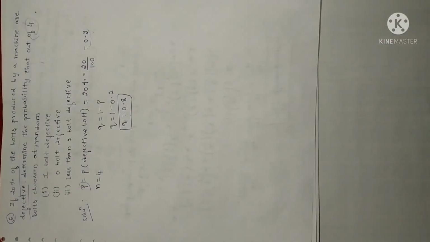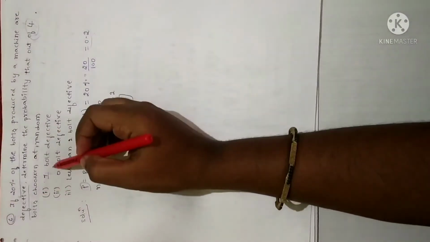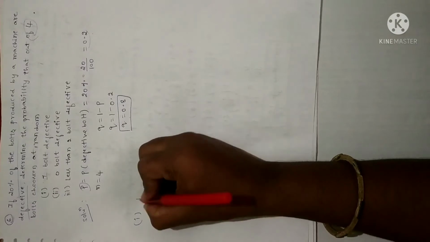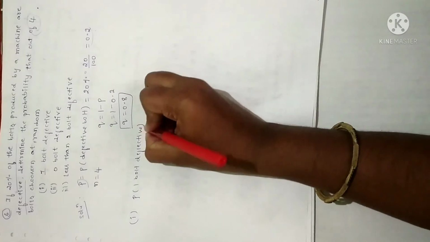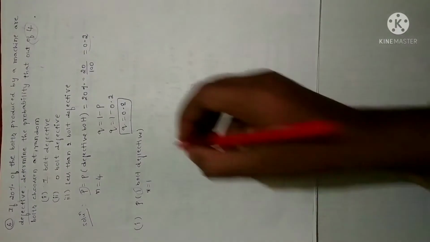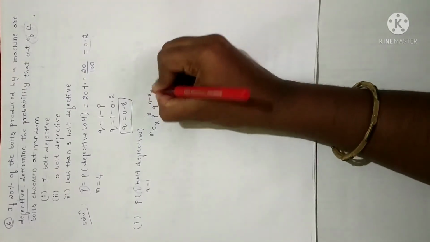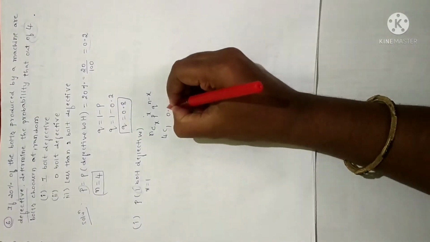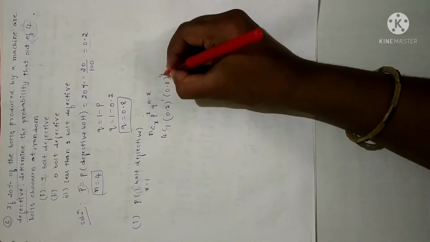The first sub question that we need to calculate is the probability that out of 4 bolts chosen at random, 1 bolt is defective. That is, we need to find the probability of 1 bolt defective. So clearly here the value of x is 1. What is the formula? First you need to write the formula whatever may be the problem. NCX p power of x q power of n minus x. Here the value of n is 4. So 4C1 into p value is 0.2 whole power of x, x is 1. Q value is 0.8 whole power of n is 4 minus x is 1.